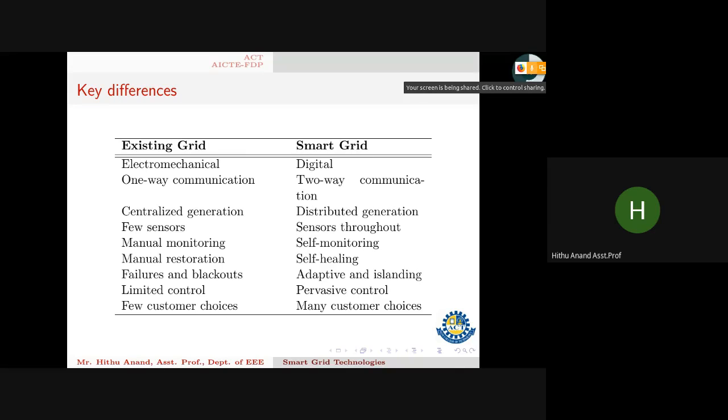So when we compare the existing grid to the smart grid, the smart grid has digital two-way communication, and distributed generation is encouraged. There are more sensors, so we have more operating states. It is self-monitoring, self-healing, and adaptive. Throughout control is possible. Even one device can be turned on and turned off. So there are many choices for the consumers. That is the direction of smart grid. This is just a comparison.